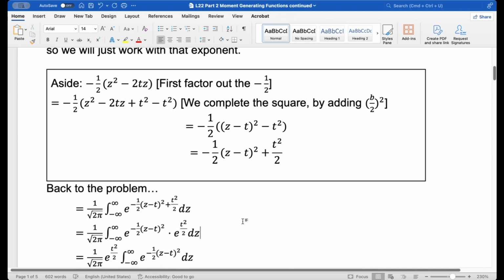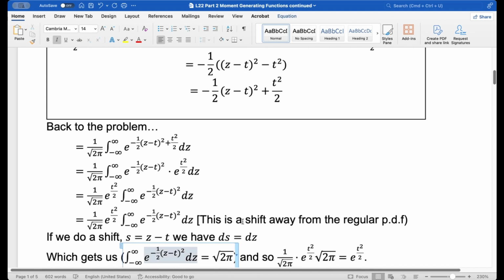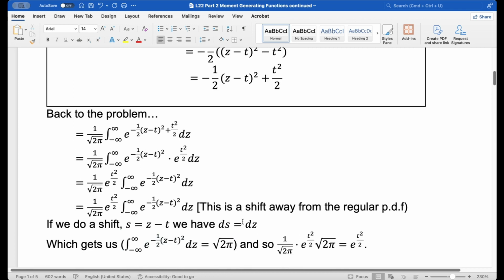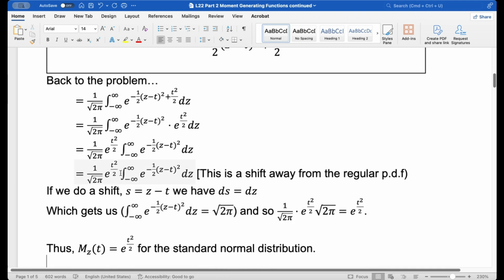that out front. And what's left here is a shift, but will still have the same value as integrating the density. And so this is going to cancel out with the root 2 pi to be 1. And we're finally left with the moment generating function for the standard normal is e to the t squared over 2.